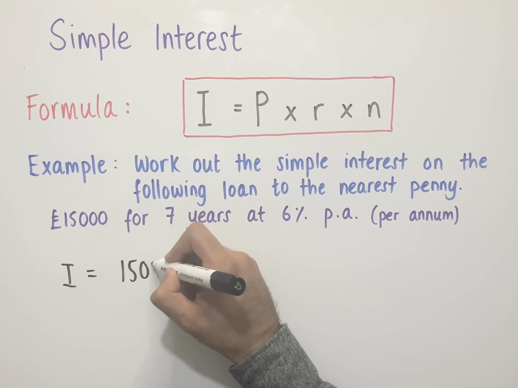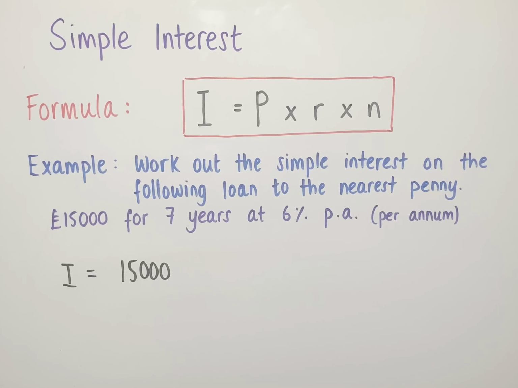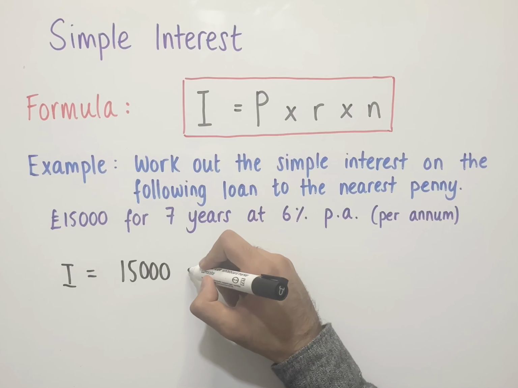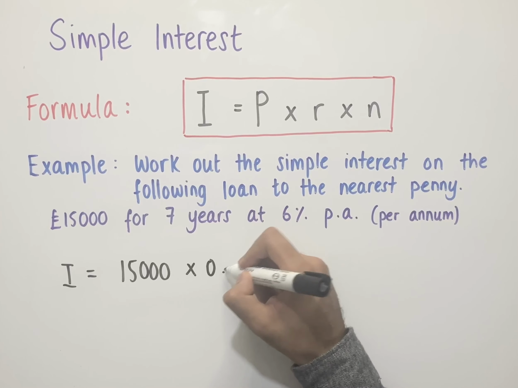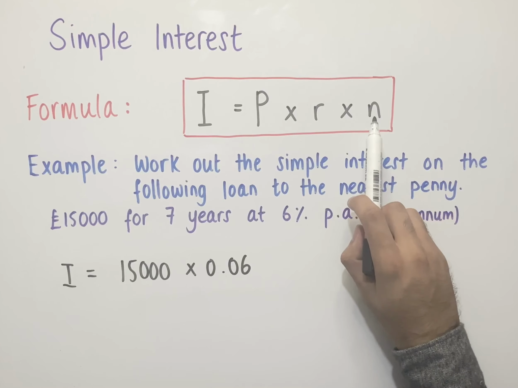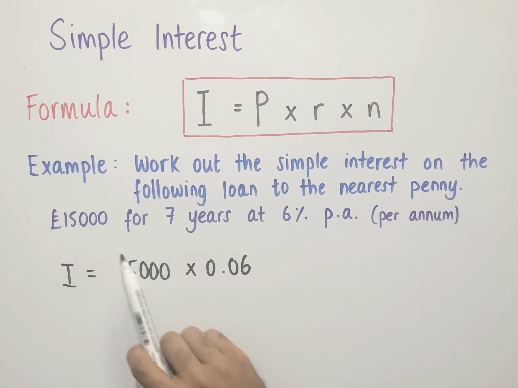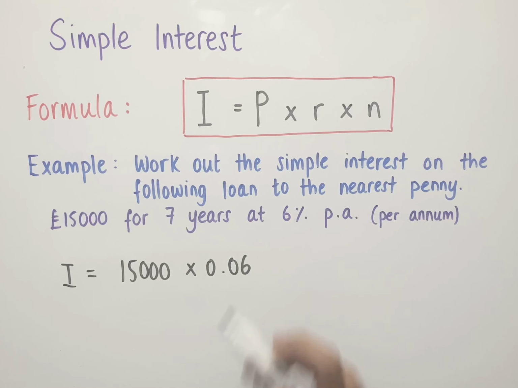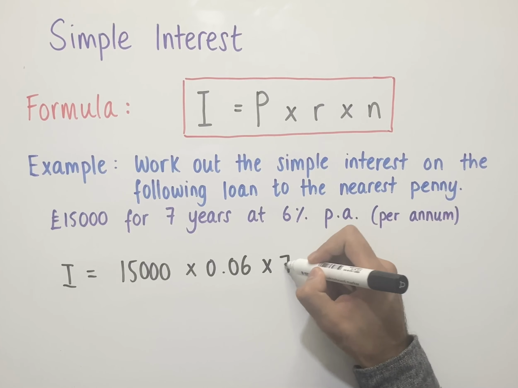So we've got 15,000 here. Then we're multiplying by the interest rate. So the interest rate is 6%. We can either write this as a percentage or as a decimal. As a decimal, this would be 0.06. As a percentage, it's just 6%. So if we write in 0.06, and then we're also multiplying by n, which is the number of years. So the loan is taken out for 7 years in total. So we multiply by 7.